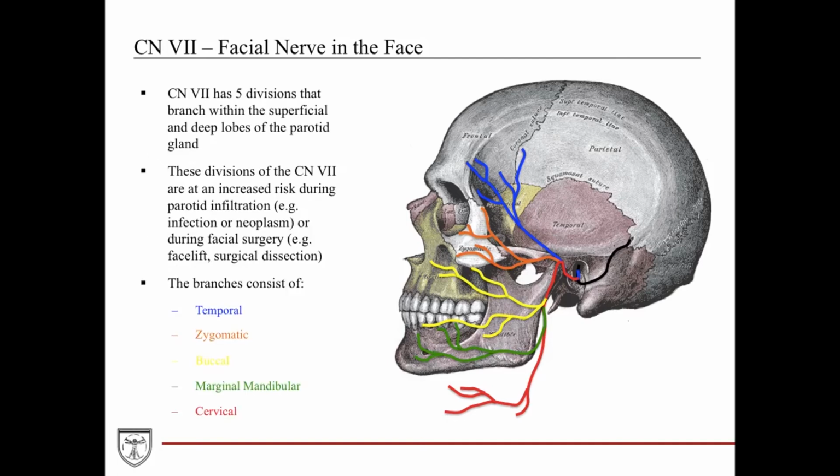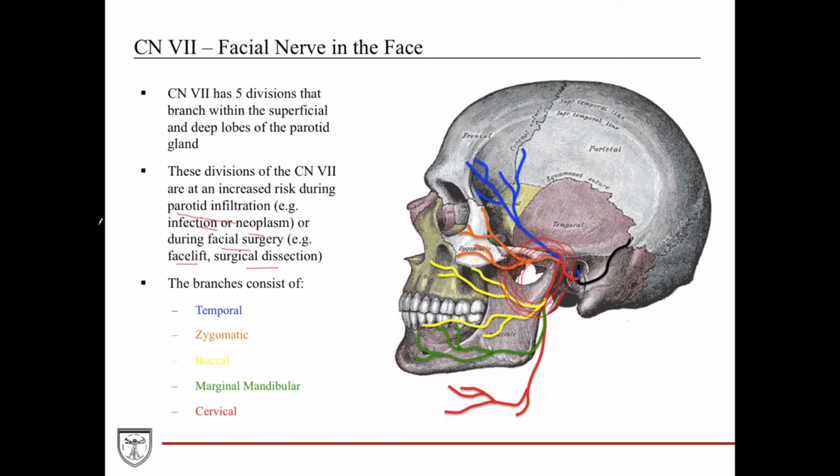All of the other branches are what contribute to the motor function of the facial nerve. So it has 5 divisions that branch within the superficial and deep lobes of the parotid gland. If you can imagine, the parotid gland would be right around here, and this is where these 5 branches will bifurcate or split off. It's important because the facial nerve, since it is so intimately involved with the parotid gland, can get injured in any sort of parotid infiltration, whether it's an infection, neoplasm, or even during surgery, something like a facelift or a surgical dissection for a parotid tumor.